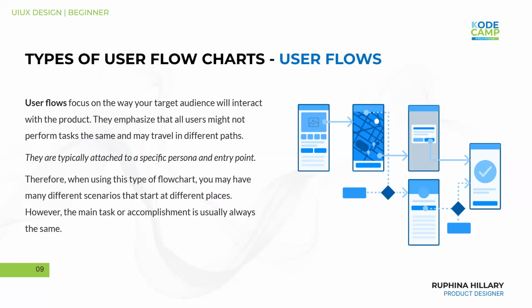This is just one user. But another user might have had to click on the search bar. When they click on search, they type brown shoe and different options come up. So now they're having different entry points, but they're performing the same task. So a user flow looks at all the ways your audience can interact with your product. When using this type of flow chart, you may have different scenarios that start at different places. However, the main task or accomplishment is usually the same for user flows.